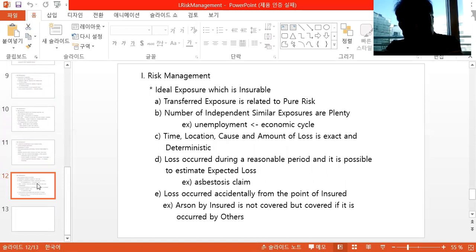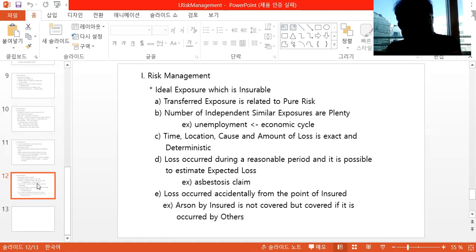Next, the ideal exposure, which is insurable. There are insurable risks and non-insurable risks. First, the exposure must be related to a pure risk, not a speculative risk, which cannot be insured. Second, the number of independent, similar exposures is plentiful. An anti-example is unemployment. This is uninsurable because if there are bad economic conditions, many people are unemployed, there are lots of claims, and the insurance company can go bankrupt. So unemployment is an uninsurable risk.